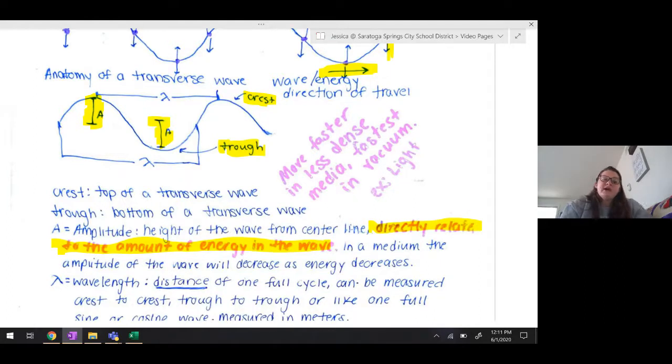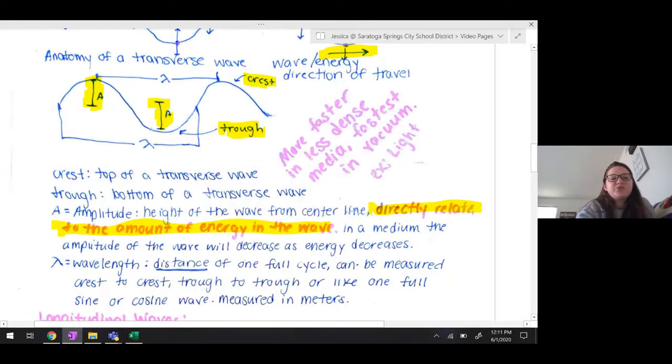Then the last thing we have is the wavelength. We can measure the wavelength from one full sine wave, one full cosine wave, or you'll see it as the distance crest to crest, trough to trough. Either way, it's the distance of one full cycle of the wave. So it is a distance measured in meters. Don't confuse wavelength and period. Period is a time to complete one wave. Wavelength is a distance for one wave.